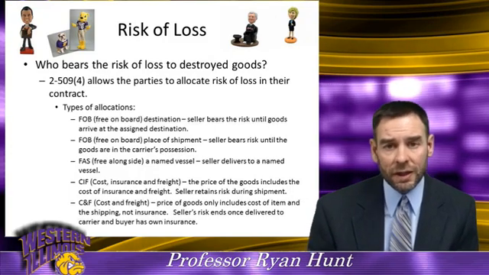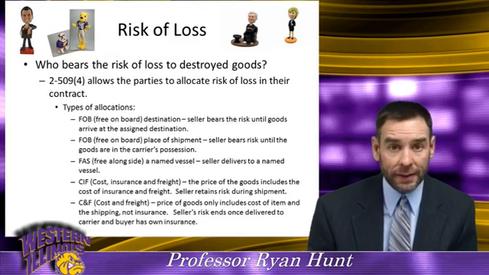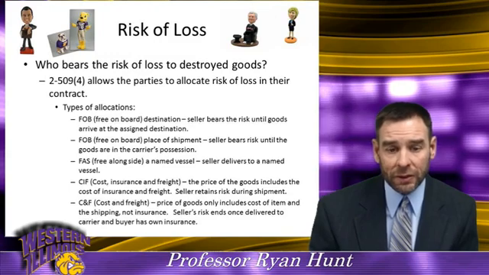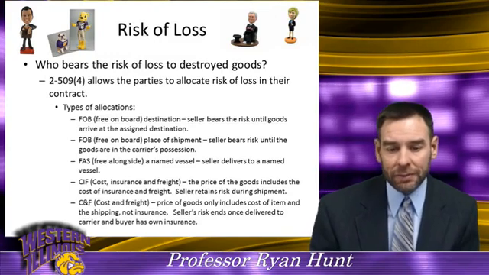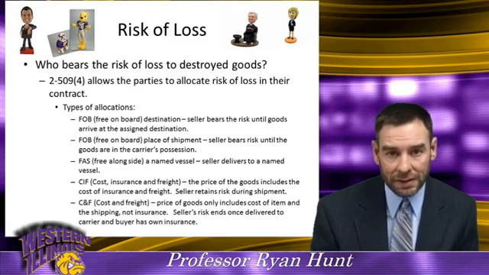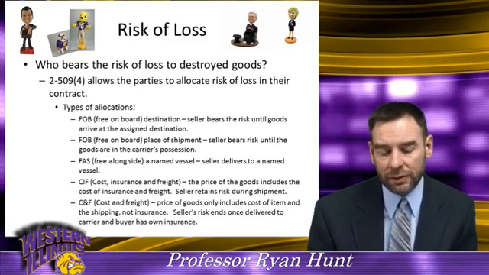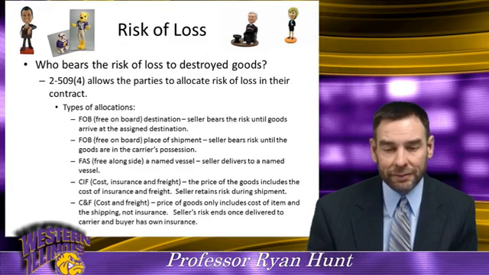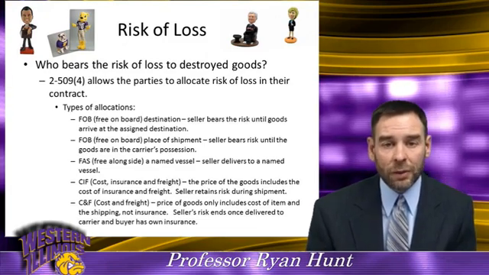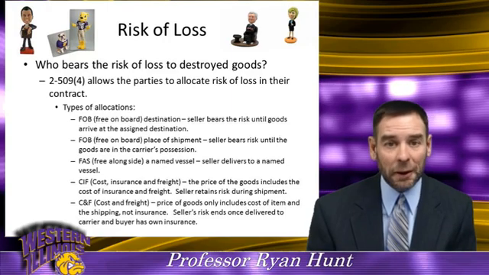Or I could just use C and F, which is cost and freight. This is where I'm telling the buyer that the price of goods only includes the cost of the item and the shipping, but there's no insurance. This indicates that the seller's risk ends once the delivery is made to the carrier, and then the buyer has to have his own insurance or make arrangements for risk of loss once the goods reach the carrier.